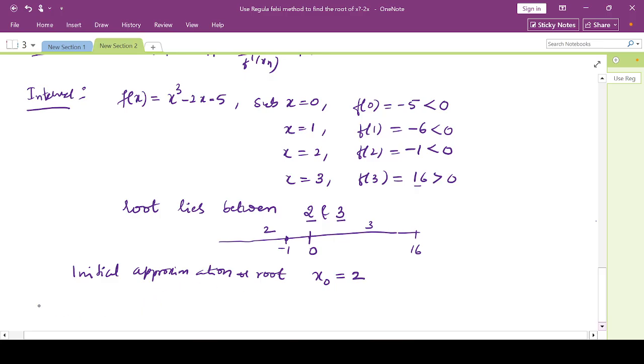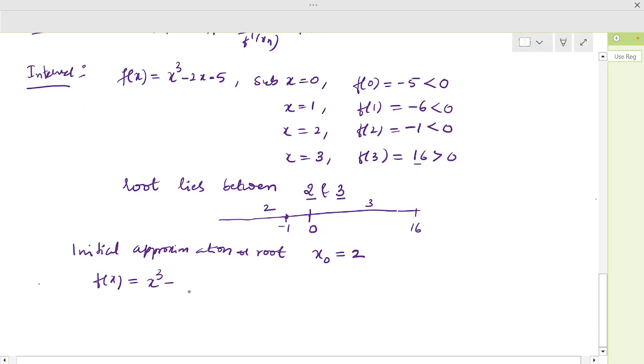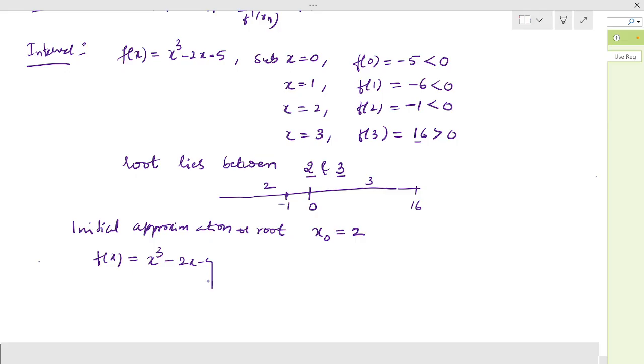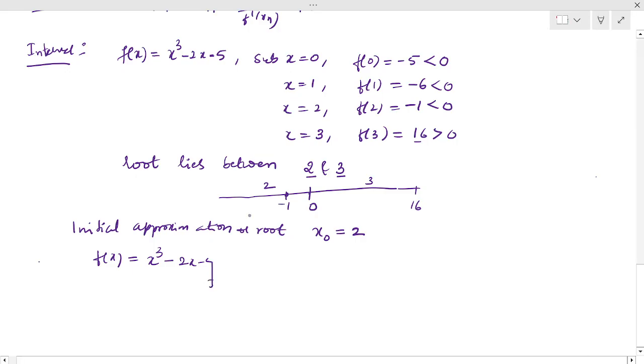Then we will go for the first approximation. Before going to the first approximation, we have f of x, which is x cube minus 2x minus 5. We also find f dash of x. F dash of x is necessary.